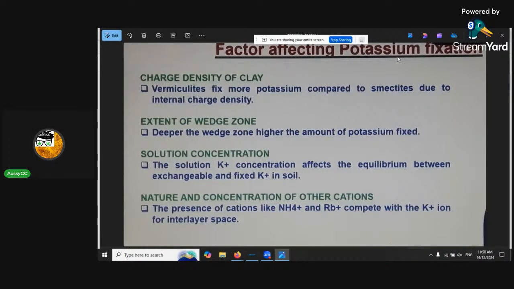Factors affecting potassium fixation: the charge density of clay, the extent of the wedge zone, where the wedge zone holds higher amounts of fixed potassium, the solution concentration and the nature and concentration of other cations. Remember the cation exchange capacity and its bonding capacity for cations.